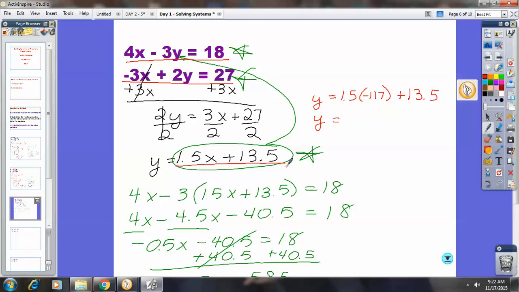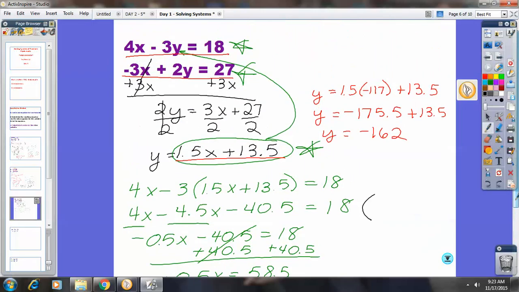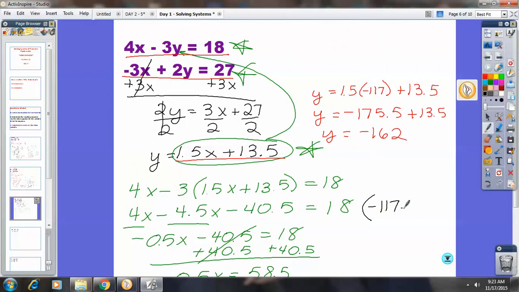So 1.5 times negative 117 is negative 175.5, plus 13.5 is negative 162. Remember, our answers are always ordered pairs, so we have negative 117 and negative 162.